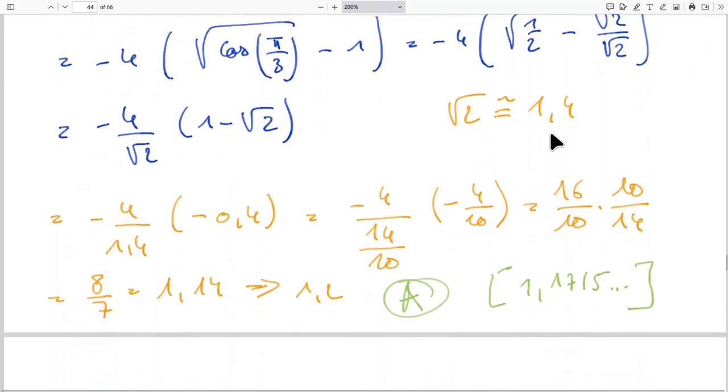Because I did this rounding here, the actual answer, if you do it with a calculator, is 1.1715, which mathematically rounds to 1.2.